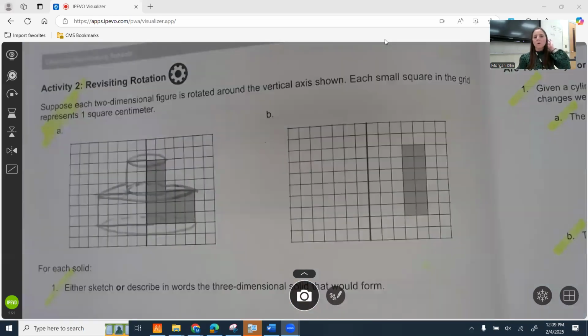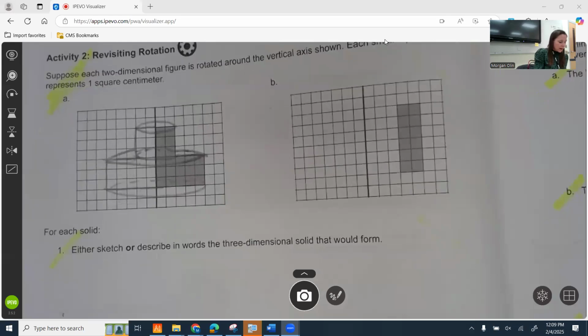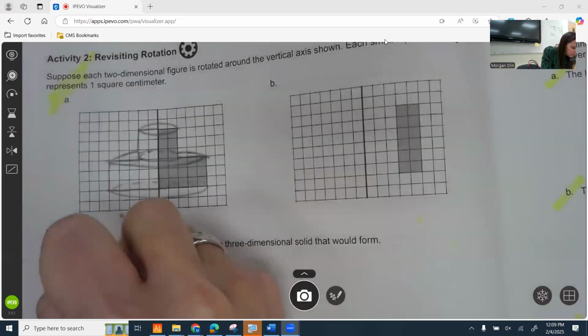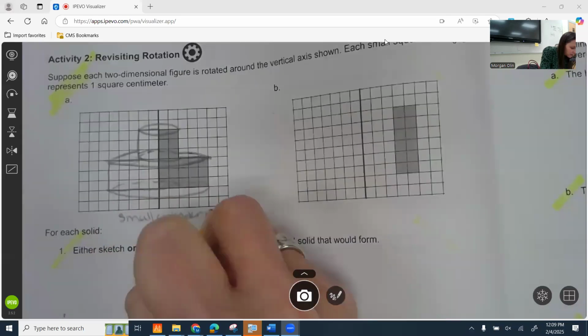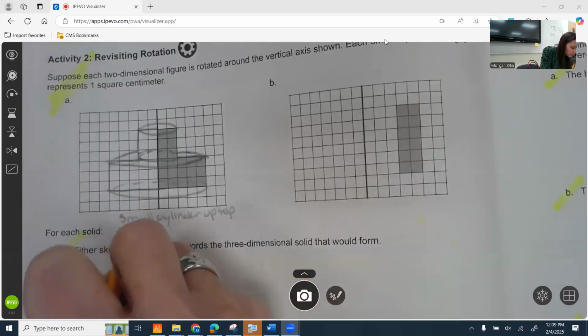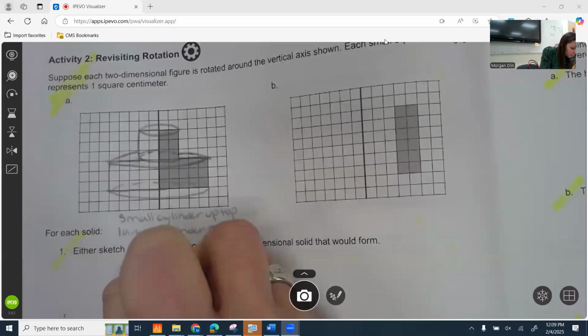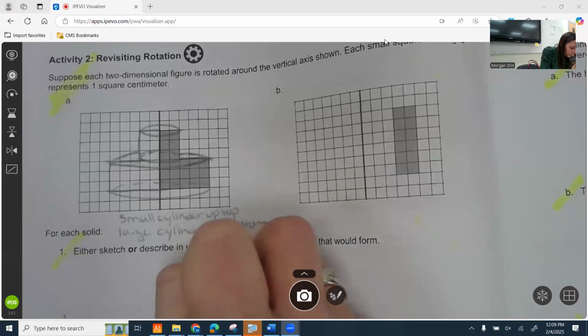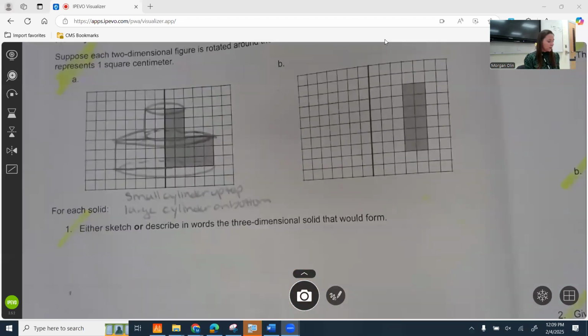All right, well, really, what do we have? We have 2 cylinders. We have a small cylinder on top and a bigger cylinder on bottom. Okay, so small cylinder up top and a large cylinder on bottom. Now we want to find the volume, and that's number 2 down here. You just can't see it in my whole screen.